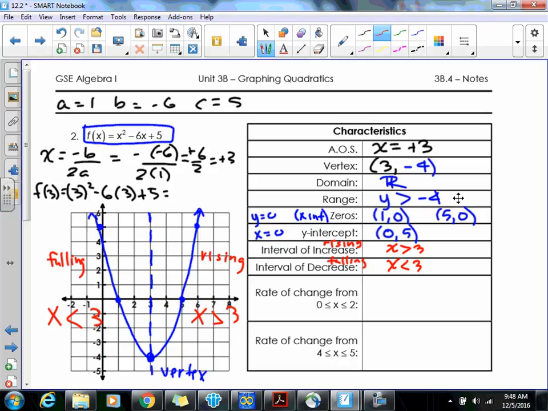Okay, any questions about that? All right, this takes practice. It's a lot of work. It sure is. Welcome to high school. High school algebra is a lot of work.